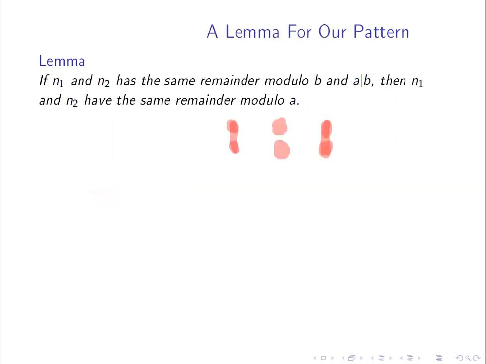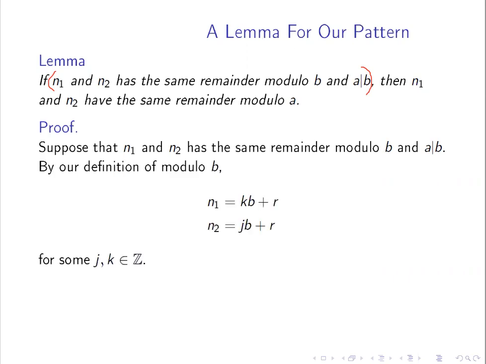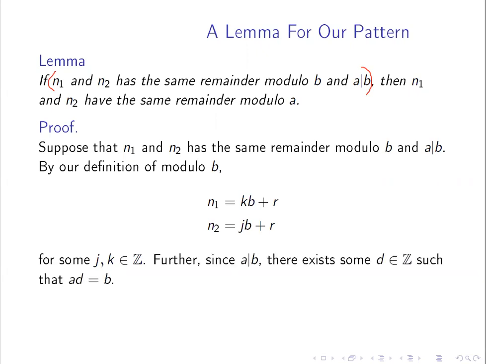So to help prove this, here's a simple proof. We start off with supposing this if statement: that n1 and n2 have the same remainder, mod b, and a divides b. By the definition of modular, it's actually about remainders. So that means n1 is equal to some integer k times b plus the remainder r, and n2 equals j times b plus the same remainder r. Further, since a divides b, there's some d such that ad is equal to b.